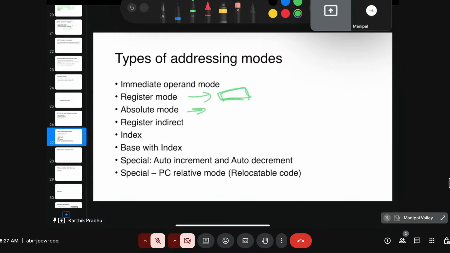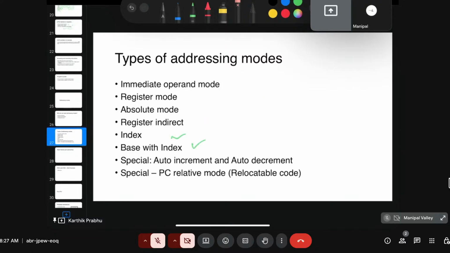Absolute mode is again similar to immediate operand. We don't have any memory addresses. We just have everything in registers, and we'll use those registers and get an absolute value, which will also be in another register, which we will then store into memory. So these are not interesting. These are simple modes. The interesting modes start from register indirect, index, base with index.